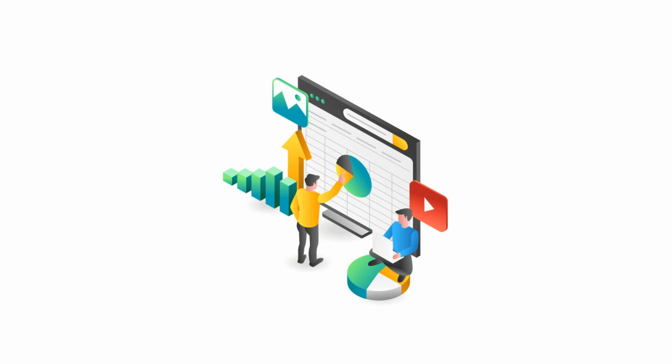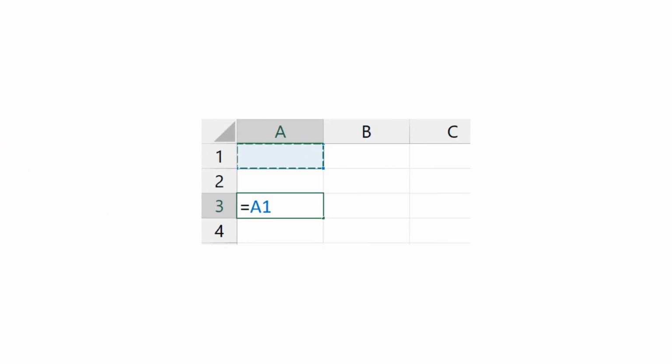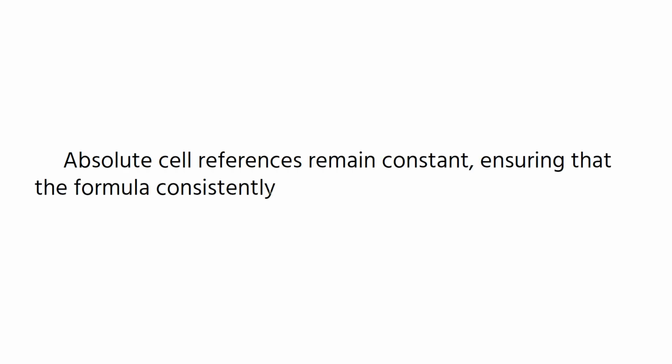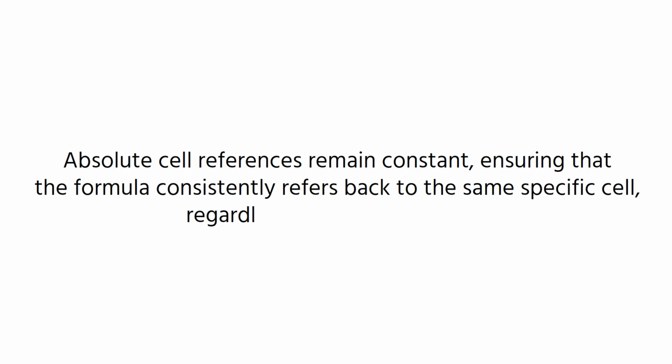In Excel, cell references can be either relative or absolute. Relative references, such as A1, change dynamically when a formula is copied to a different cell, adjusting to the new location. In contrast, absolute cell references remain constant, ensuring that the formula consistently refers back to the same specific cell, regardless of where it's pasted.